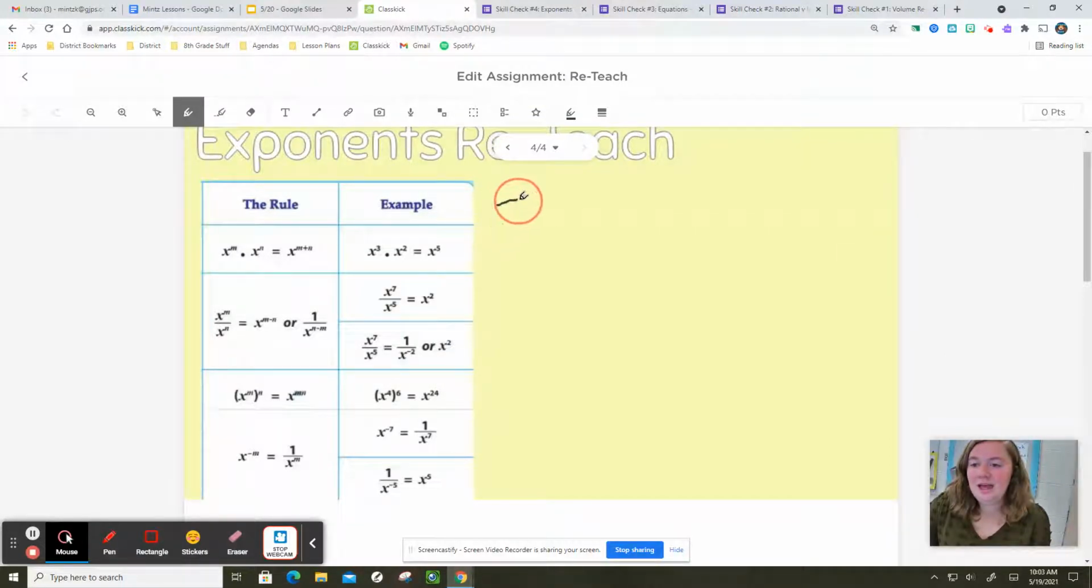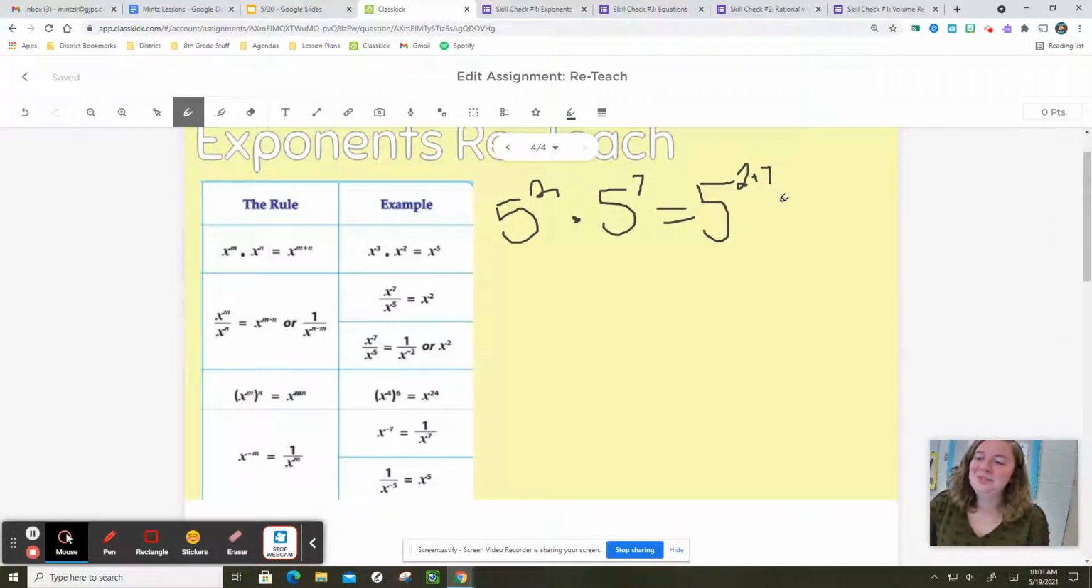So, for example, if we had, let's say, 5 squared times 5 to the 7th, we are allowed to write that as 5 raised to the 2 plus 7. Now what's 2 plus 7? 9, right? So 5 to the 9th power.